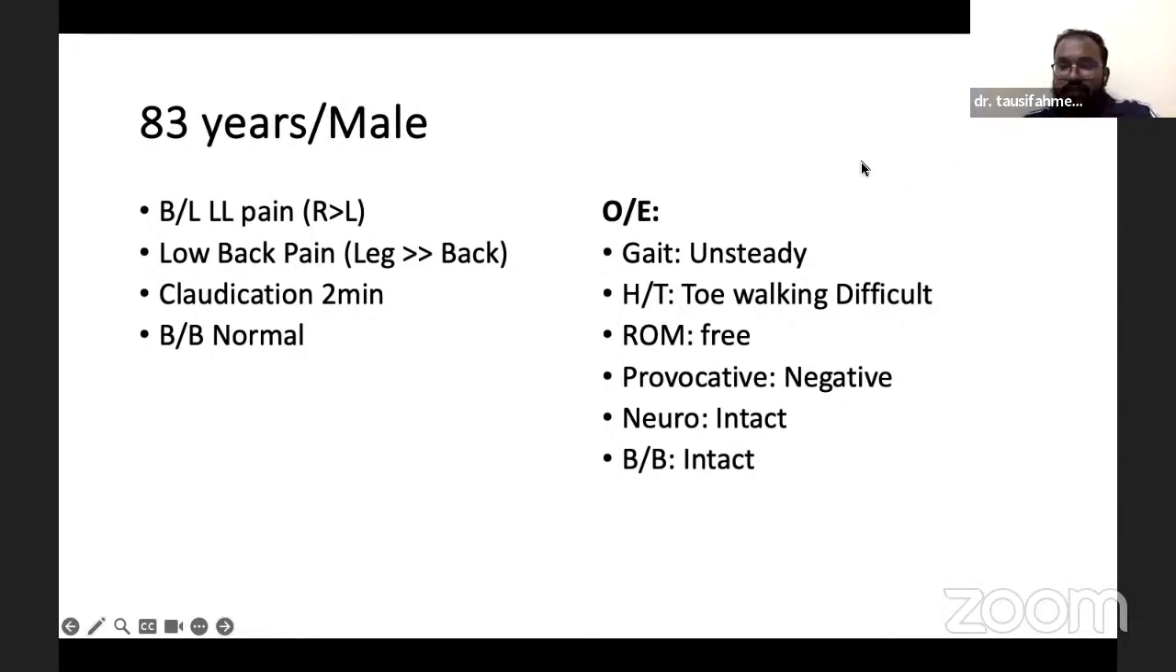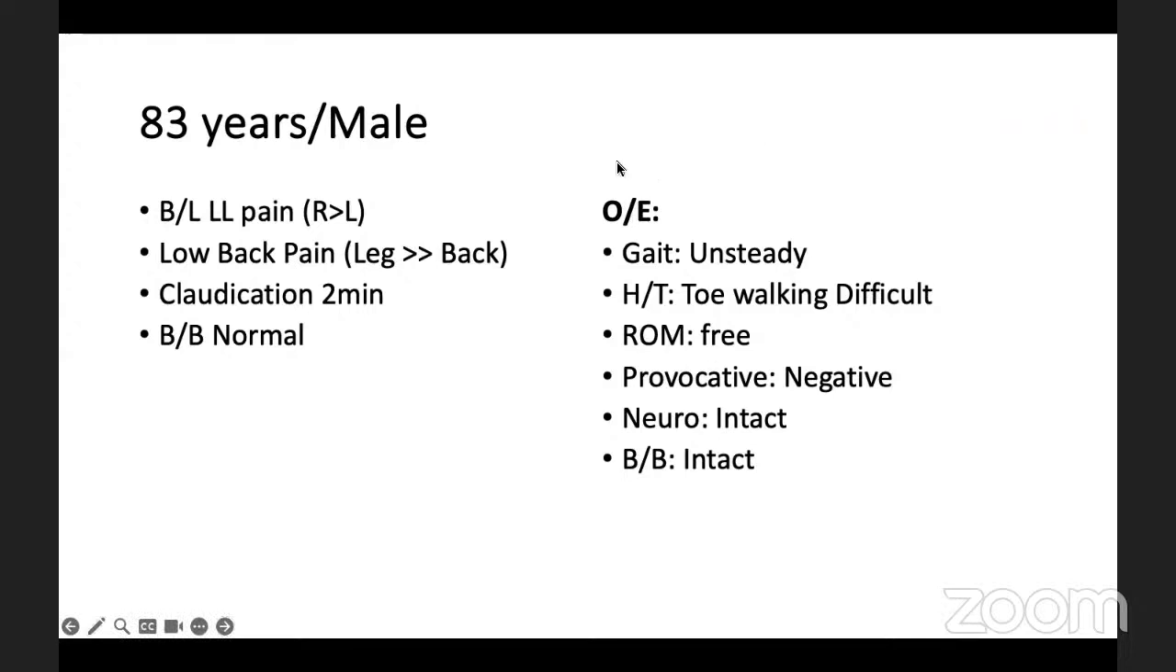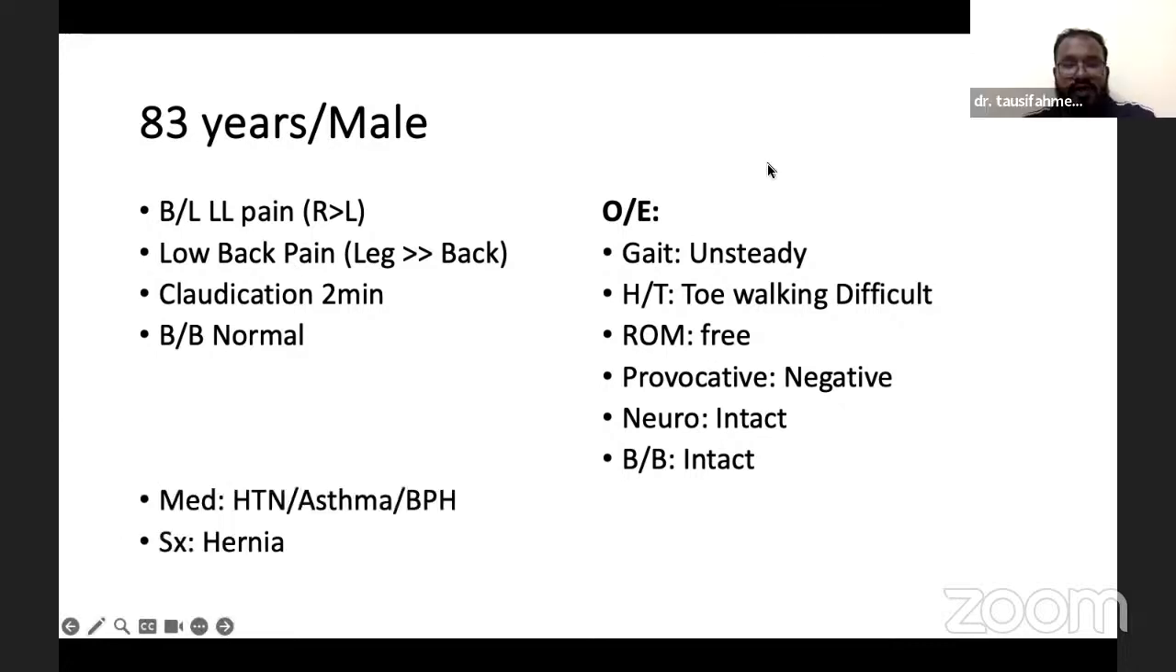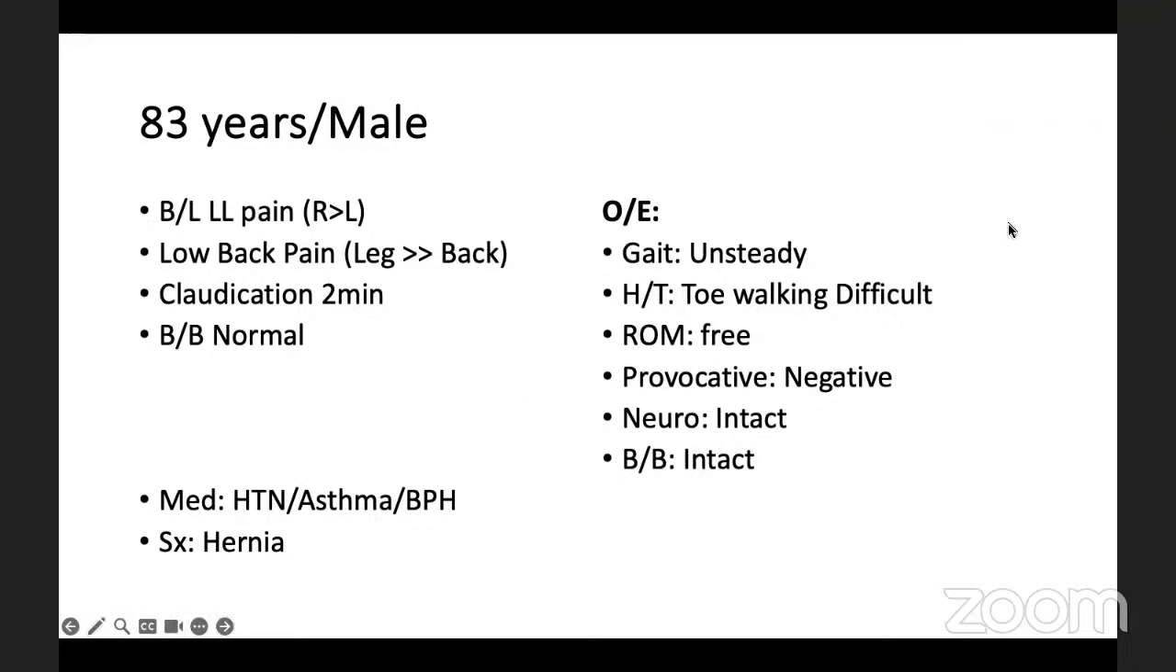So, Dr. Sankram, am I missing something? Yes, general well-being, like a history of diabetes and other health conditions. Yeah, so here it comes. He is hypertensive, asthmatic. He has BPH, and he has undergone hernia surgery. Okay. Anything more I'm missing out? I'm just thinking.